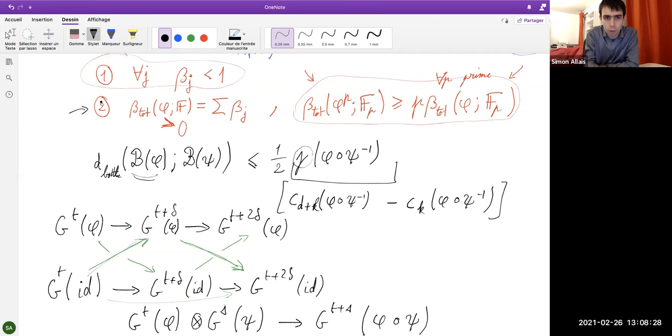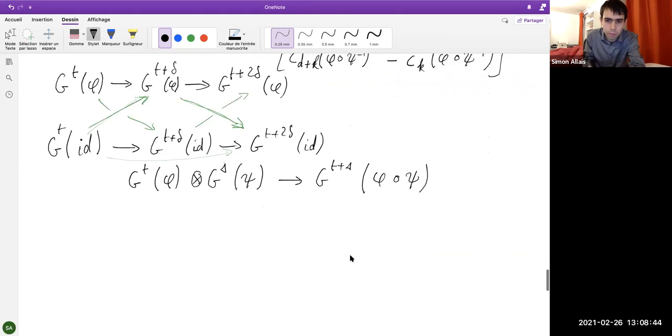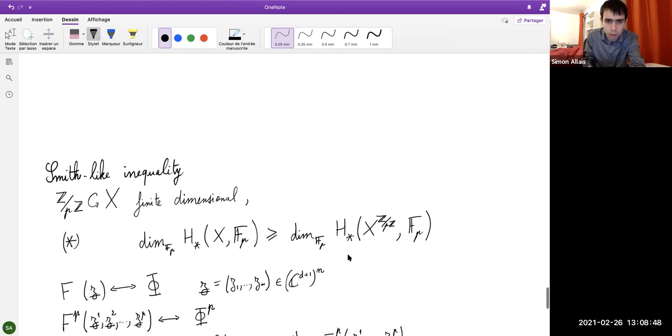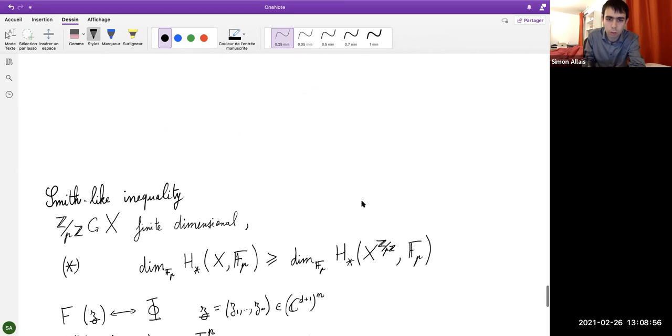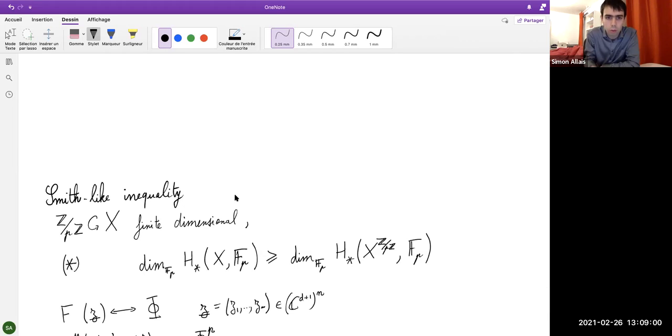But the second point in the proof of Egor, this Smith-like inequality for the beta total, so the sum of the lengths, I can explain very quickly how it can be proved with generating functions. It is a consequence of the classical Smith inequality: if you have the cyclic group Z over pZ acting on a topological pair or space of finite dimension, you have this inequality. This is a very standard result of transformation theory.